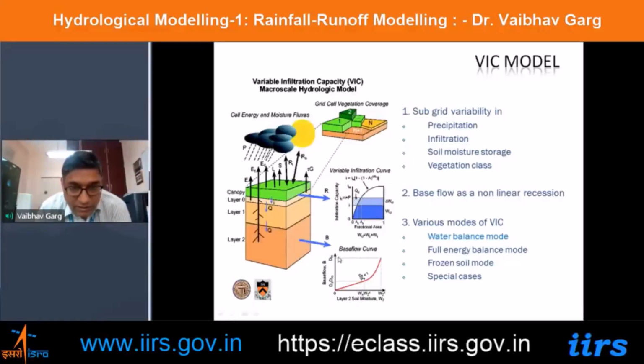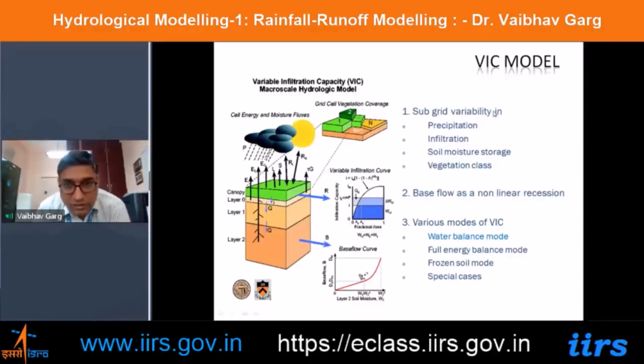And if you see here, for the base flow, it uses Arno's method in the background. Up to a certain limit of the soil moisture, at low soil moisture level, it is linear. And then once the soil moisture of the third soil layer increases, the base flow increases as a non-linear recession.